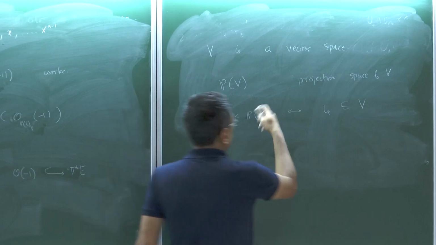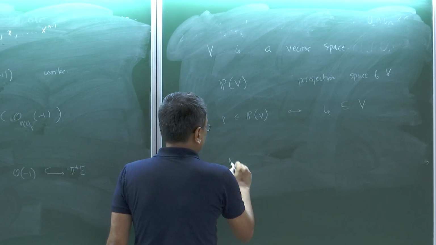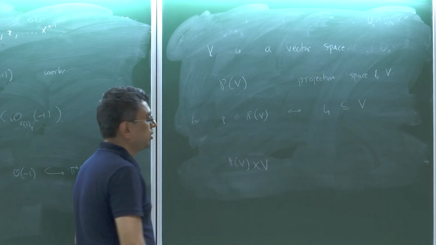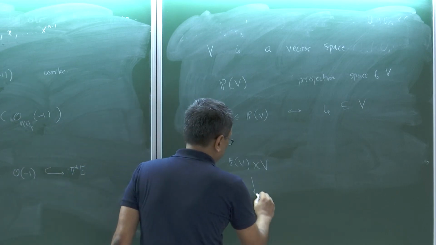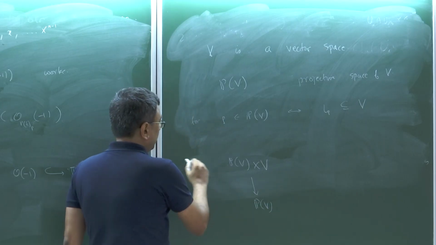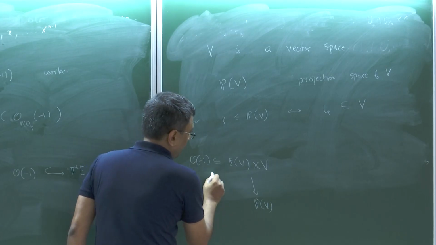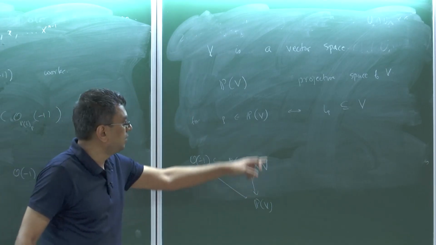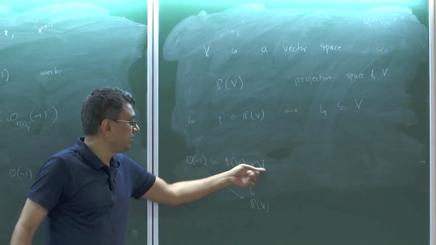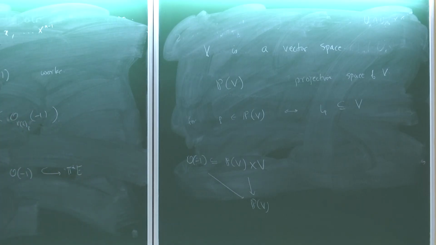So basically this, so then you can see that on P of V, inside P of V cross V, this is the trivial vector bundle on P of V. Here there is this tautological line bundle, right? And I just told you what its fibers are at every point. For every point P, this is P comma that line, right? This is the tautological line bundle.